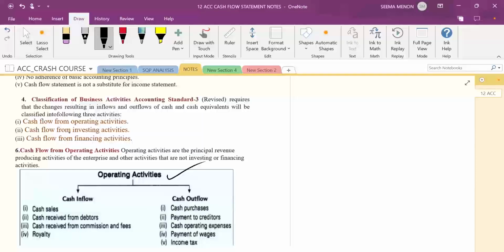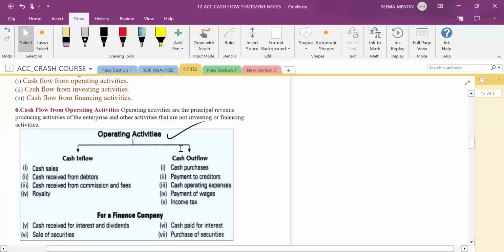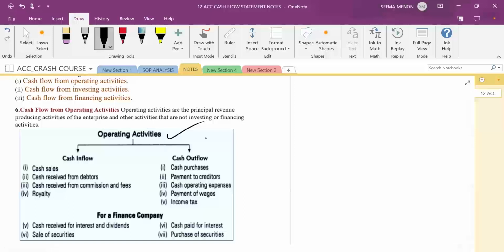First one is operating activity. Operating activities are the principal revenue producing activity. That means routine activity, that means from the sale and purchase. Every day we sell the commodity, every day we purchase. So that is coming in the operating. Routine activities of a business firm are called operating activity.